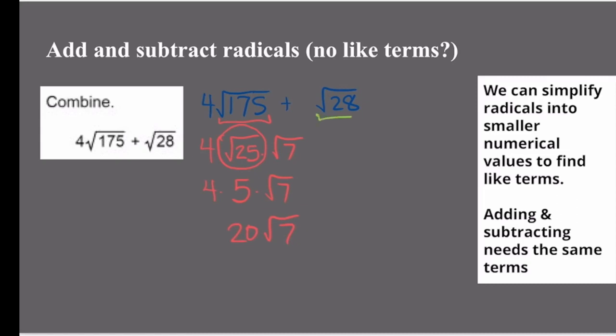And the second one, square root of 28, we can break that up into square root of 4 times the square root of 7. Square root of 4, that's a perfect square. That's 2 radical 7.